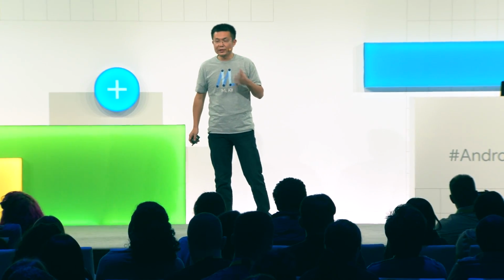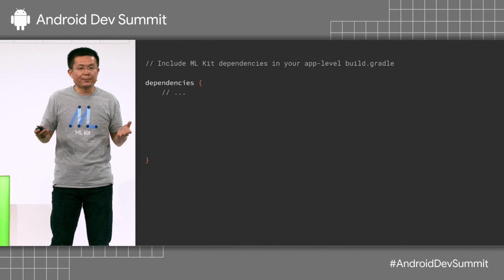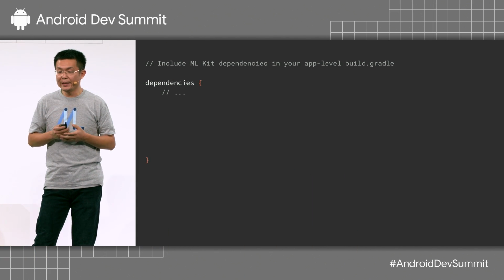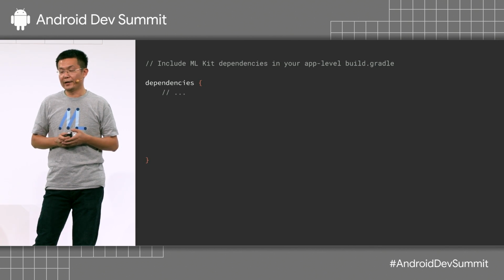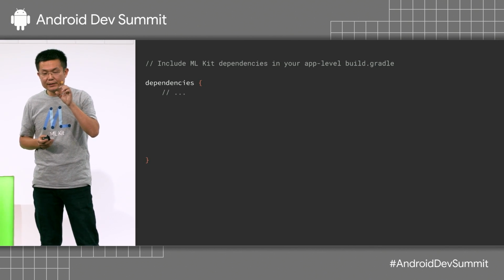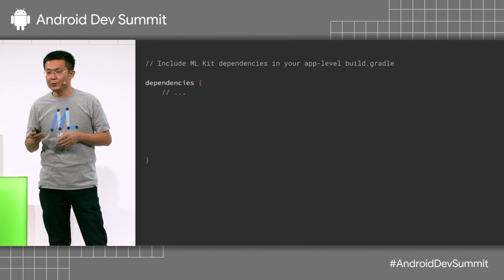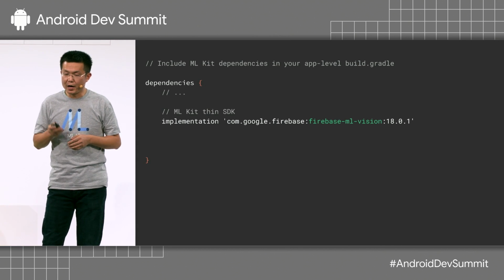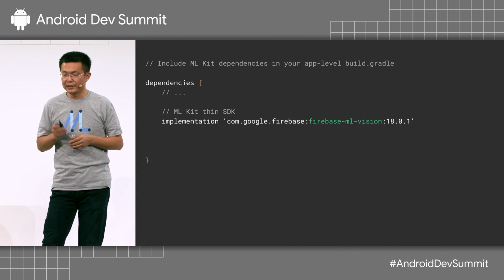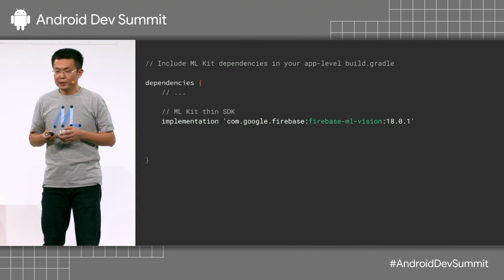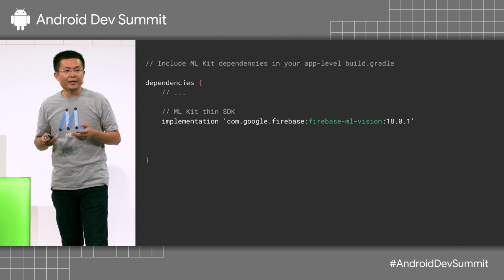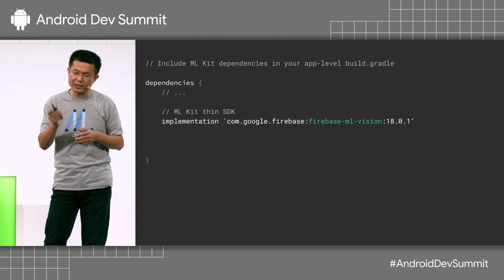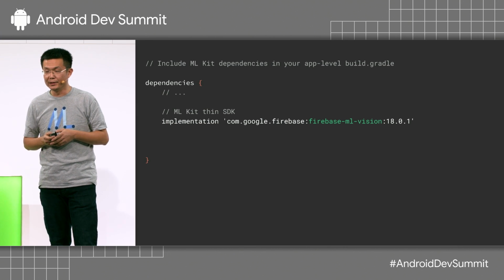To use these two types of SDK and the various APIs provided by ML Kit, you need to include the appropriate ML Kit dependencies in your app-level build.gradle file. Inside the dependencies section, if you want to use the API support through the thin SDK, you should add the dependency called Firebase-ML-Vision. And if you want to use the thick SDK, you should still keep this line, because all the Vision API entry points come from this thin SDK dependency.